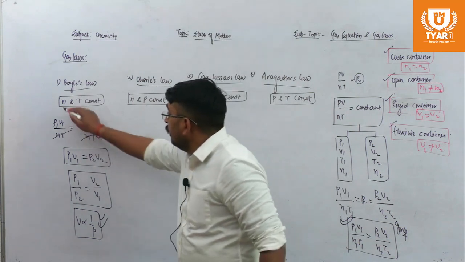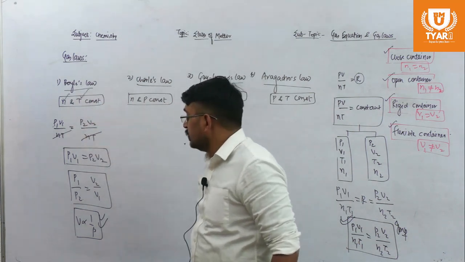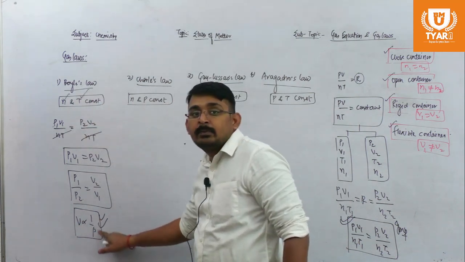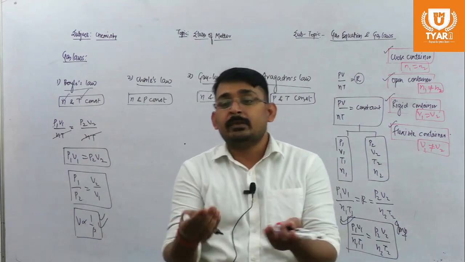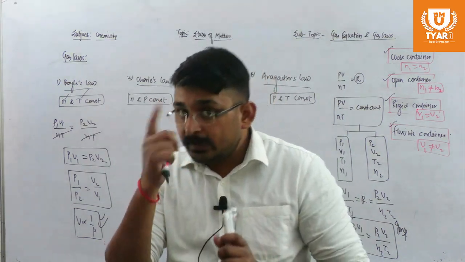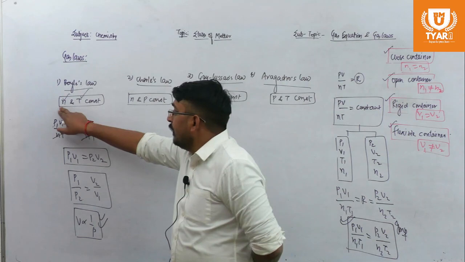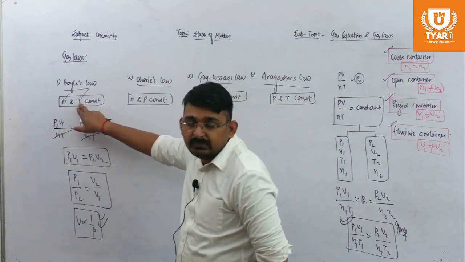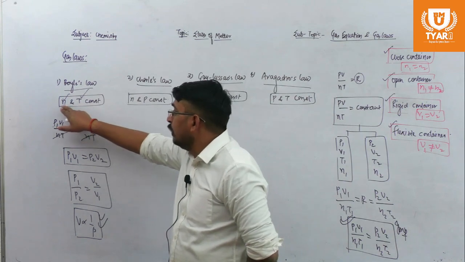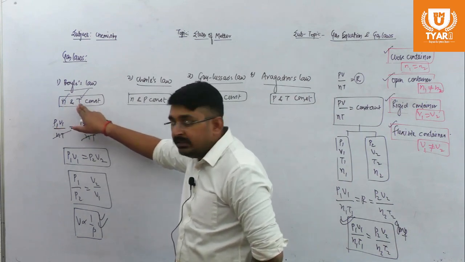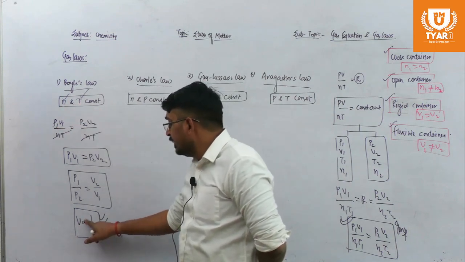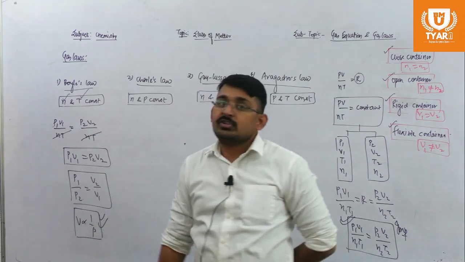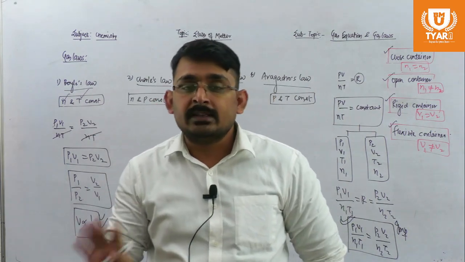For a given amount of gas at constant temperature, the volume of gas is inversely proportional to its pressure. This is the statement which is usually written in the book. I repeat the statement. For a given amount of gas, that is N is constant, at constant temperature, T is constant, the volume of gas is inversely proportional to its pressure. Boyle's law is ended.